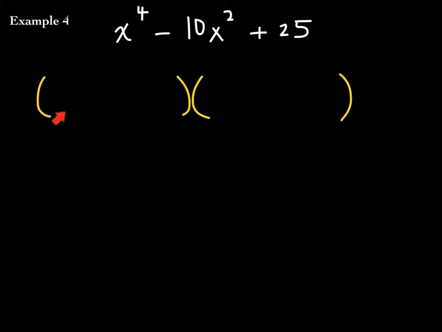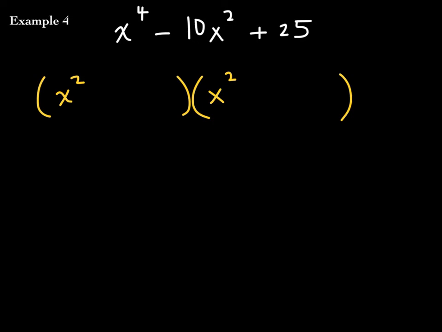Now we know that whatever you put as the first term in each binomial must multiply to give you x to the fourth. So then I'm going to mess around with x squared and x squared. We know that x squared times x squared gives you x to the fourth. Now, because the leading coefficient is 1, I can think about factors of positive 25 that add to negative 10.